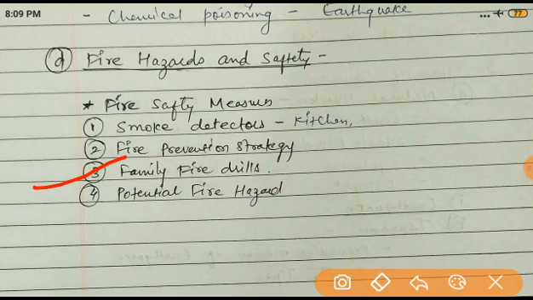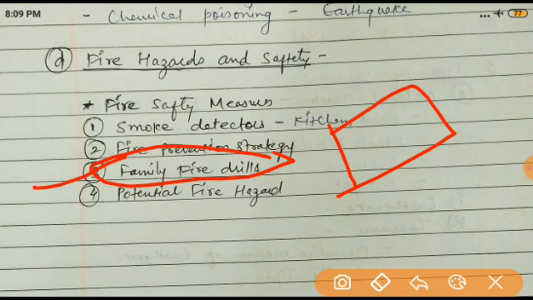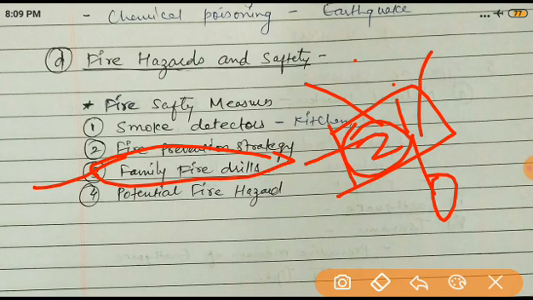Okay, the third one is the family fire drill. What is a family fire drill? You're laughing, because generally in India it is not happening, but abroad there is a practice. In a year, they practice 2 times. All the family members come together and discuss where to go out together and where to keep the fire extinguisher.